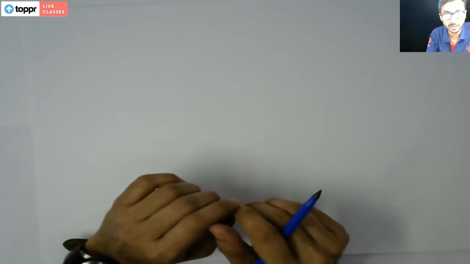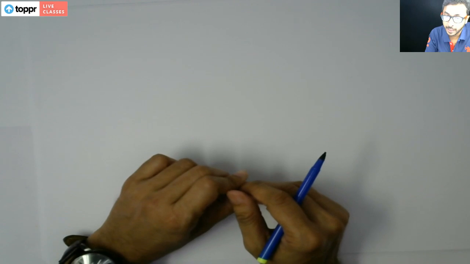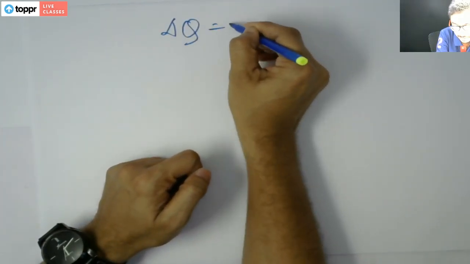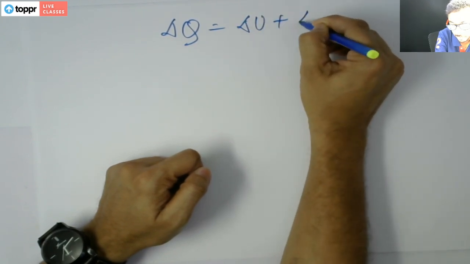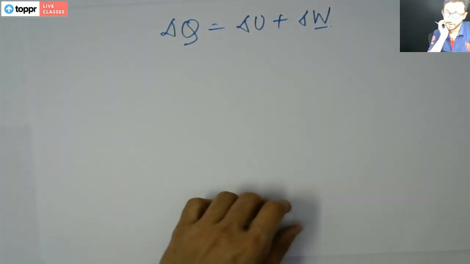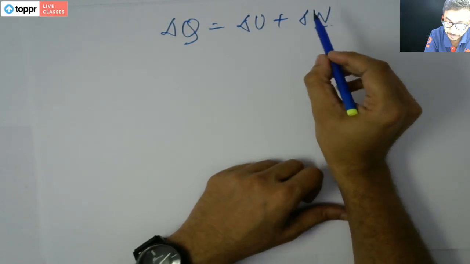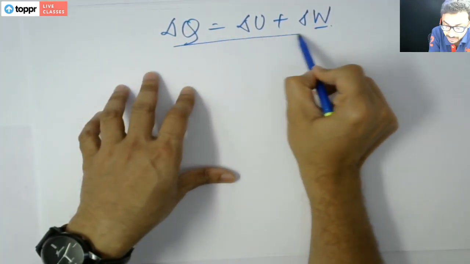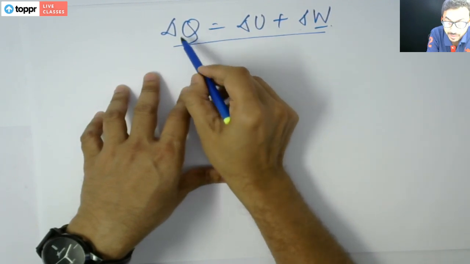Now let us explain each and everything very slowly, clearly. First, we will see what is the nature of del Q, del U and del W. First let us try to understand this. Del Q is the heat.